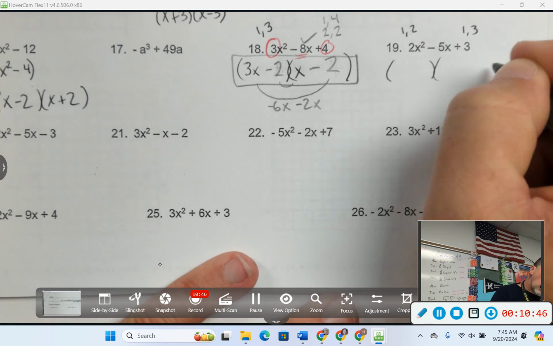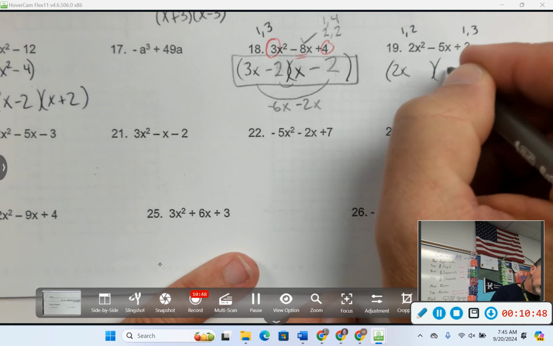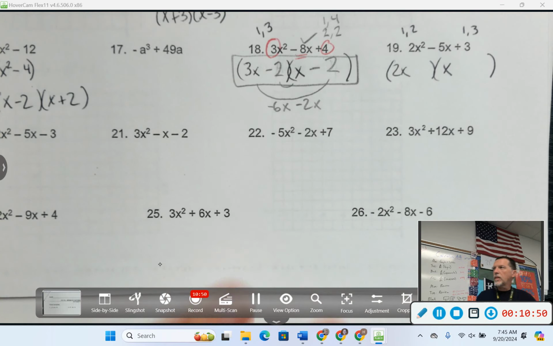I got it. It's got to be 2x and x. It's got to be 1 and 3. It's just a matter of where do we put the 1 and where do we put the 3. And again, you don't really know first time through, so you just pick one.